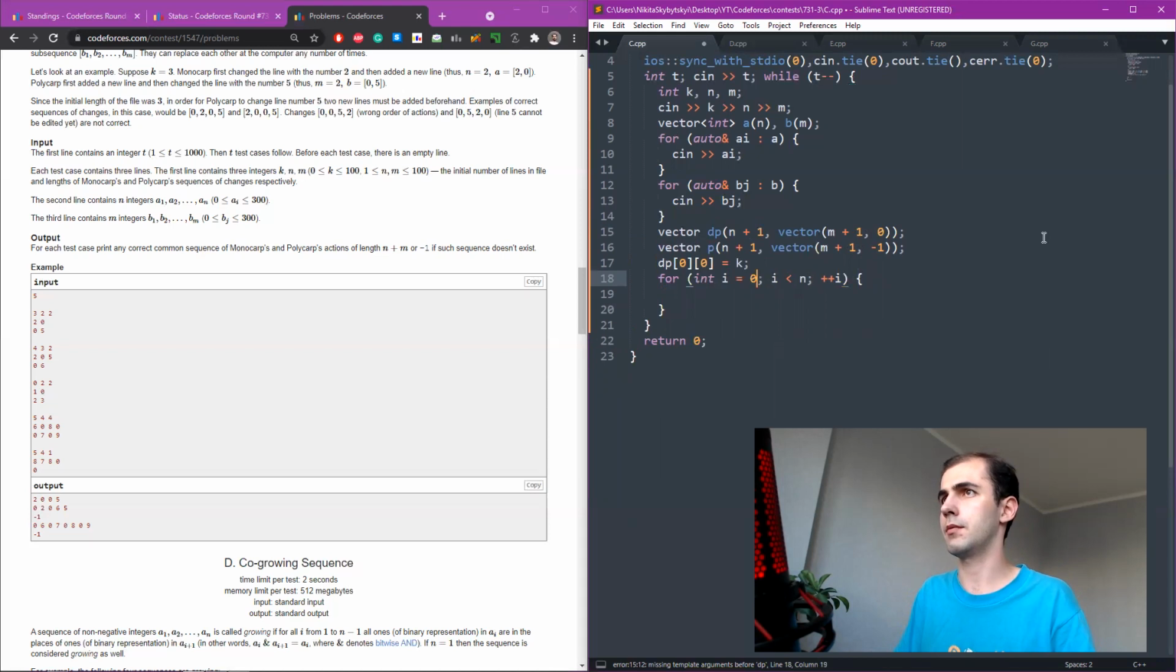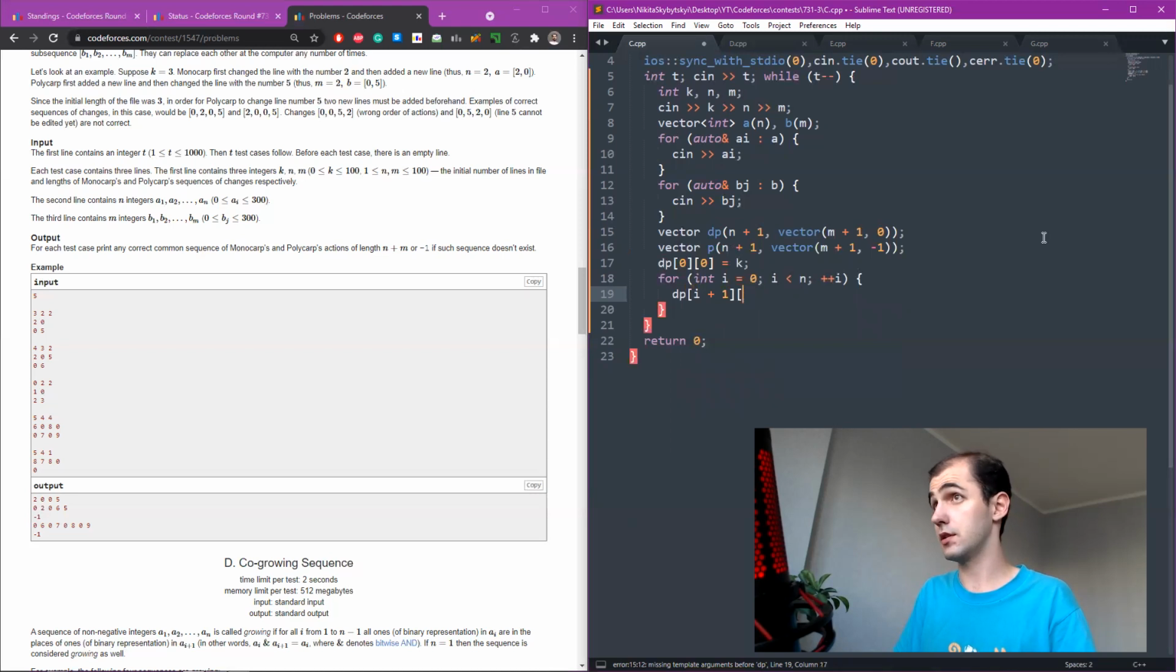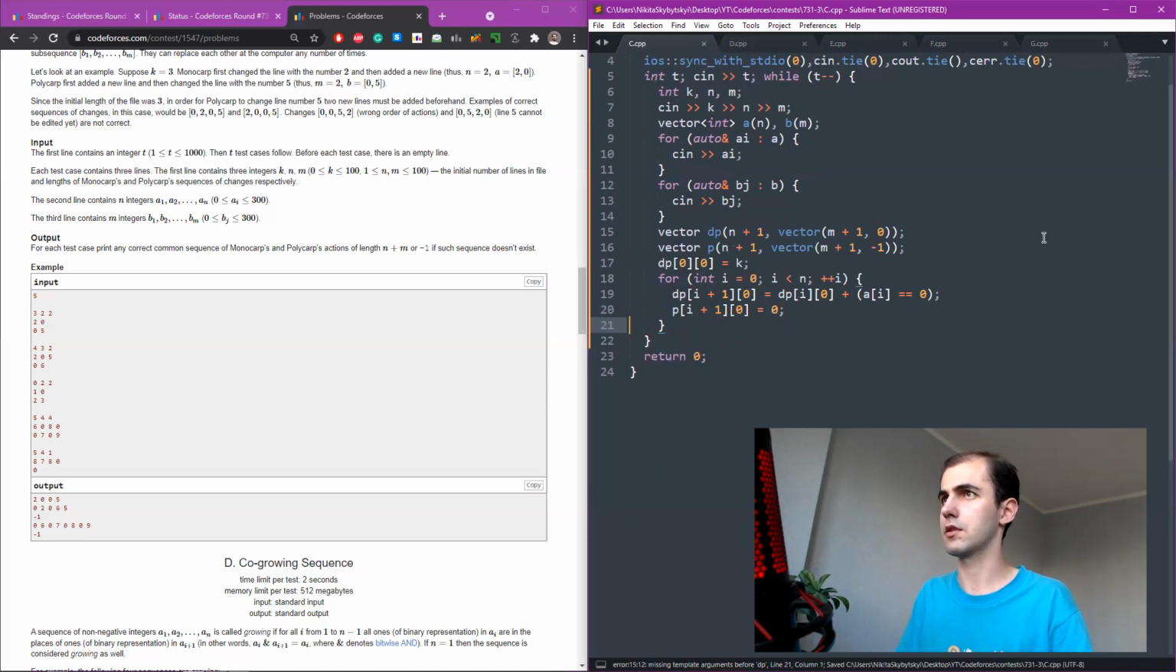Surely I should be able to do the following. So I say dp at i plus 1, 0 gets dp at i, 0 plus... if a_i is equal to 0, parent of i plus 1, 0 gets 0. 0 equals A, 1 equals B.